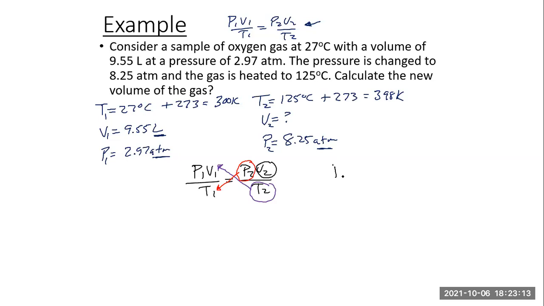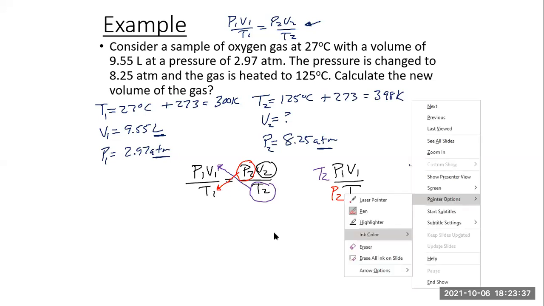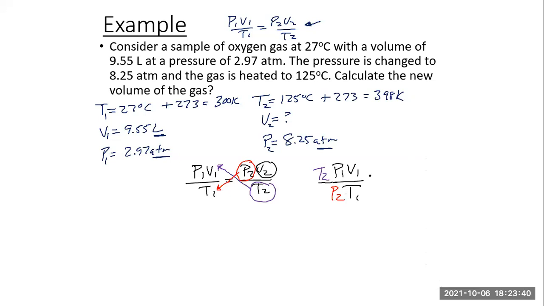When we rearrange it, basically nothing changed on the left-hand side. Everything's the same. We just moved our P2 to the bottom, and to the top we moved our T2. That left us just the volume on the other side. That's a quick way that you could rearrange it and get it correctly. At this point, we're ready to put our numbers in.